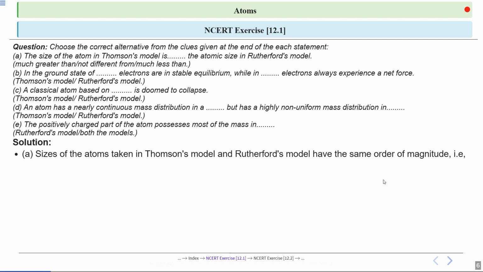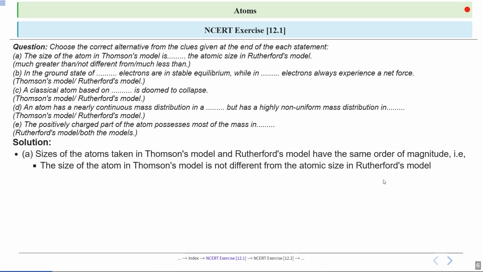Both Thomson's and Rutherford's models describe the atom as being about the same size, even though the internal structures are very different. This means that the overall diameter of the atom doesn't change much between the two models. The main difference is in how the positive charge and mass are distributed, not the size itself. Notice here that the correct answer is not different from. The size of the atom in Thomson's model is not different from the atomic size in Rutherford's model. This shows us that while the internal arrangement of particles changed, the estimated size of the atom remained similar in both models.